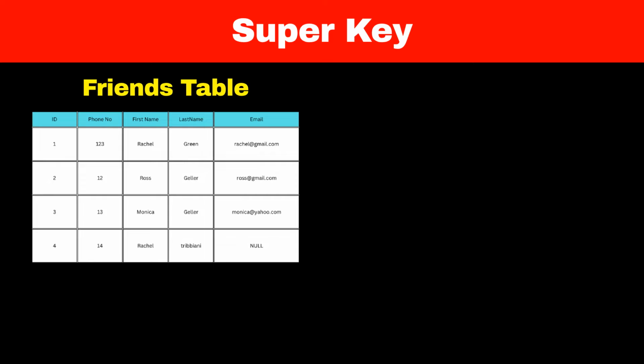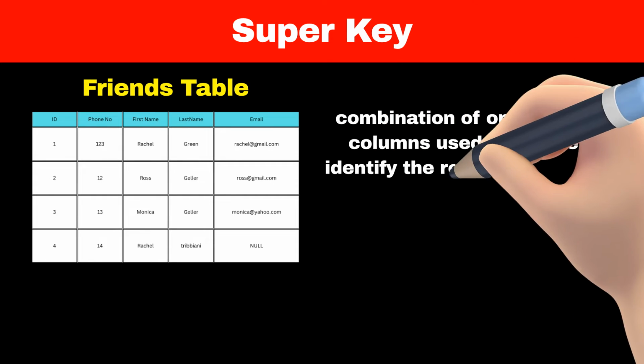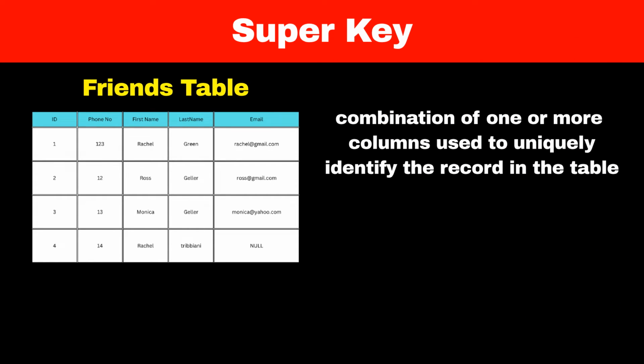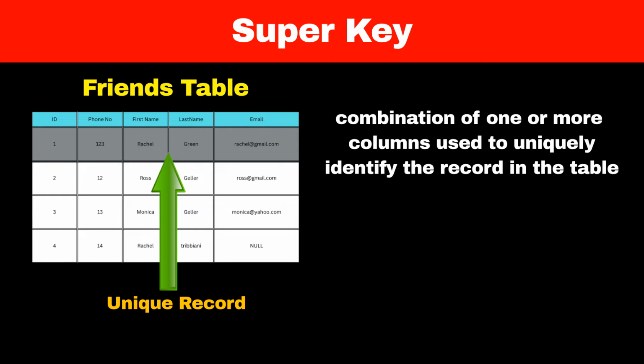First type of key is super key. Super key is a combination of one or more columns which is used to uniquely identify all the records in a table. One way to identify the record uniquely is to combine all the columns in that table. This means that there is only one record in a table with ID as 1, phone number as 123, first name as Rachel, last name as Green and email as rachel@gmail.com. So all these columns together can be used to uniquely identify the first record in a table. We can say that one super key in the friends table is a combination of all the columns.